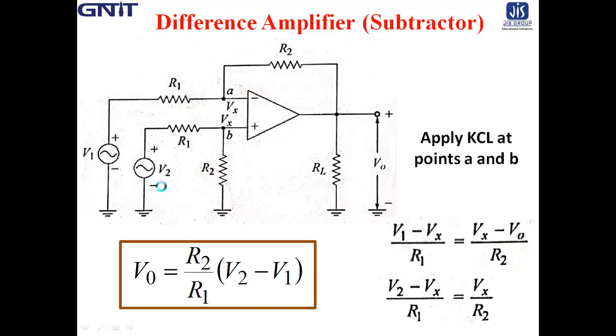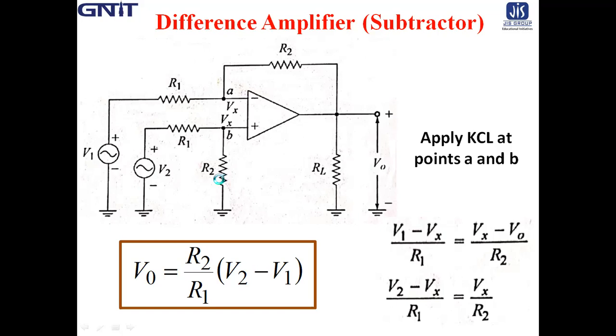The inverting gain R2 by R1 of this circuit is less than its non-inverting gain, 1 plus R2 by R1. Therefore, the gain of the two inputs must be equal for subtracting the signals applied at the inverting and non-inverting inputs. The source impedances of V1 and V2 are included in R1 and R2 respectively.